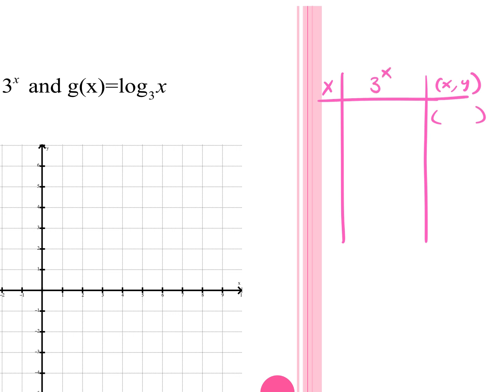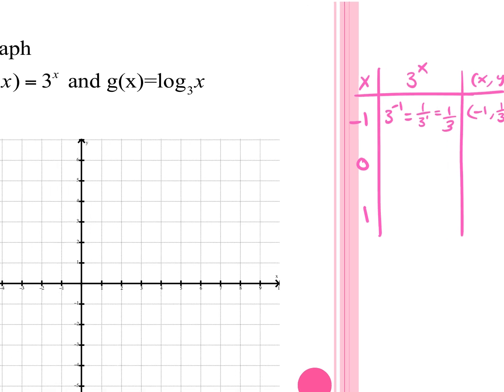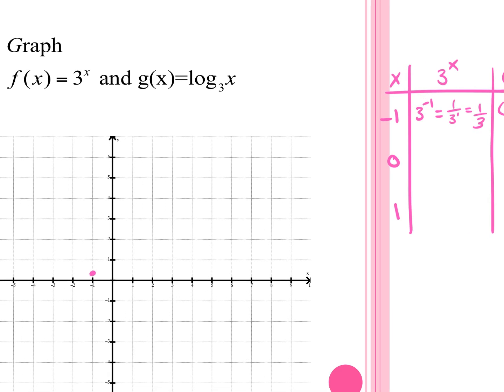You can plug in whatever you want into the x's. I would recommend plugging in a negative number and a positive number and 0 to get an idea of how your graph looks. So let's plug in -1, 0, and 1. When I plug in -1, I have 3 to the power of -1. What does a negative exponent do to our number? Turns it into a fraction. So this would be 1 over 3 to the power of 1, which would just be 1/3. So our point here would be -1 comma 1/3. I'm going to go to the graph, go to the left 1 and up 1/3.